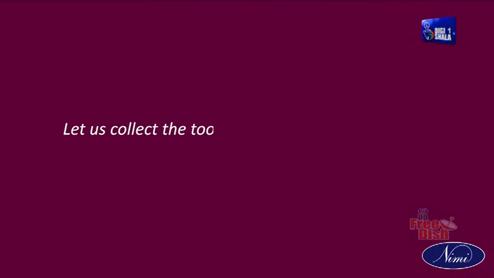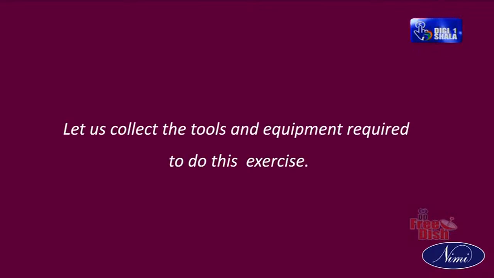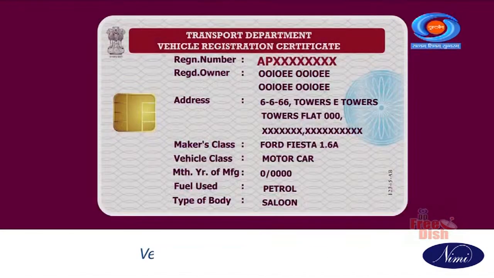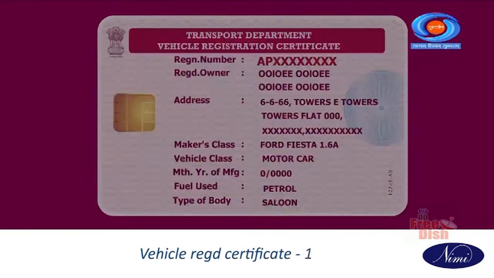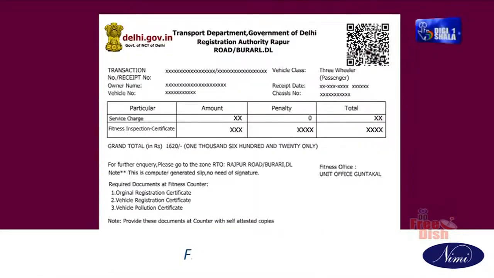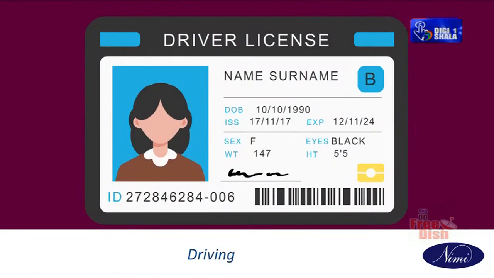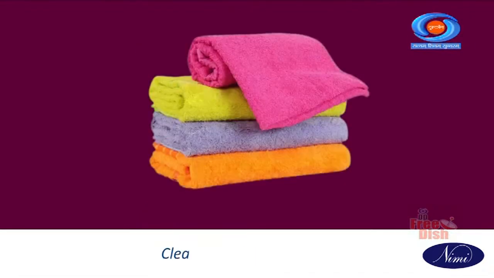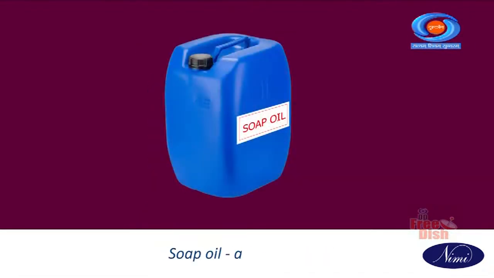Let us collect the tools and equipment required to do this exercise. Trainee's Toolkit 1 number, Vehicle Registration Certificate 1 number, Insurance Certificate, Fitness Certificate, Driving License, L-boards, jack lever, vehicle with stepney, cleaning cloth as required, soap oil as required.